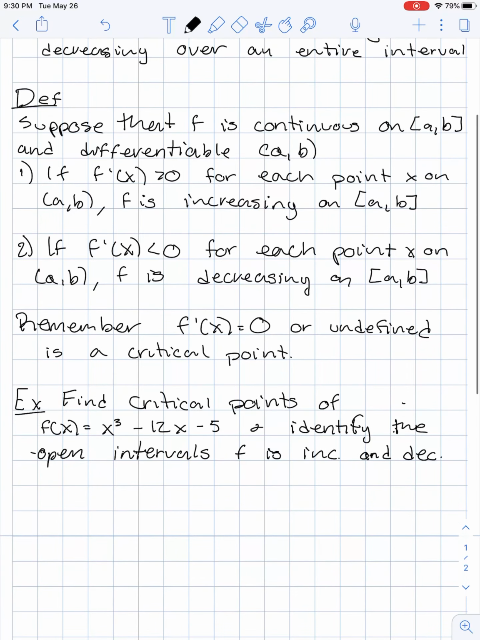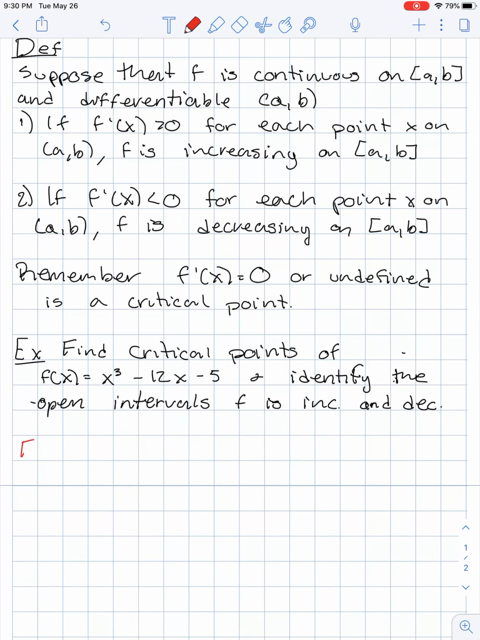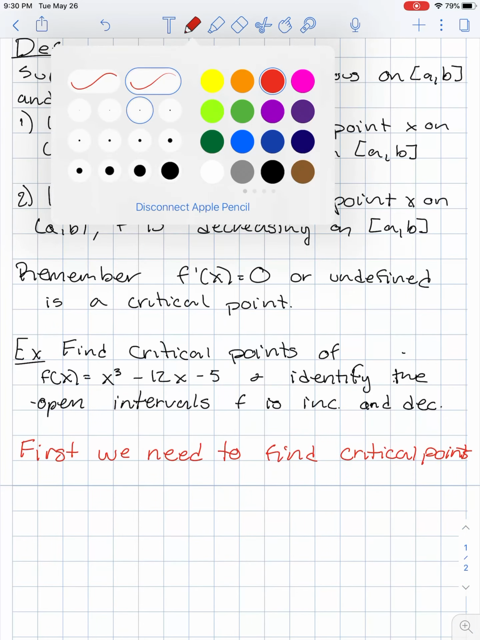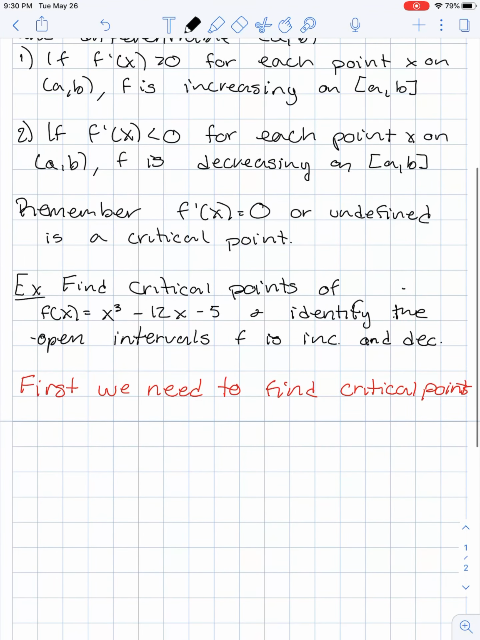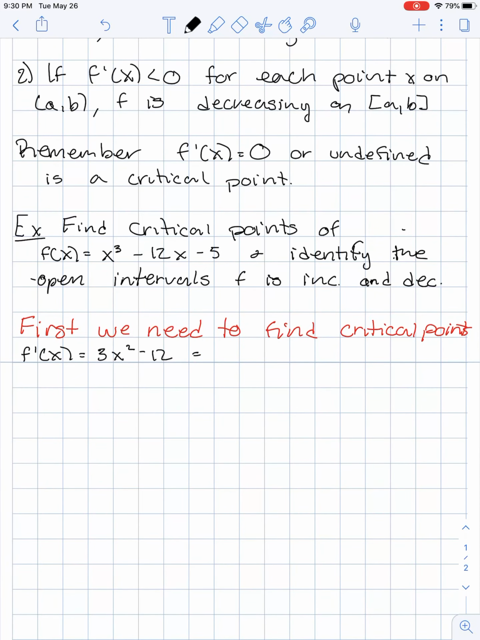All right, so first we need to find our critical point or points. We don't know how many there are. So we're going to set the derivative equal to 0. First we need to find the derivative. Power rule, so that's going to be 3x squared minus 12 minus 0. So just 12. Then I can factor 3 out so that I'll get 3 times x squared minus 4.